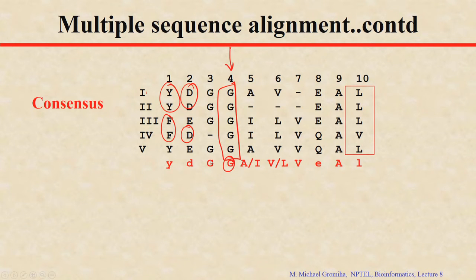In some cases, if you see the 10th position, this is a small l, because it is mainly L and V, and in some cases they put equal preferences. For example, at position number 5 or 6, they put either A or I, or either V or L. So in this case you can see some residues are maintained at the positions.